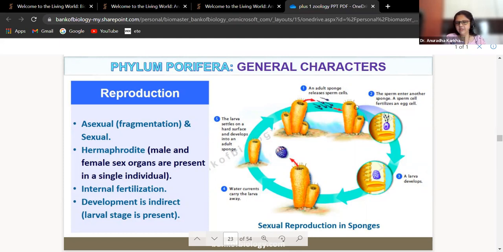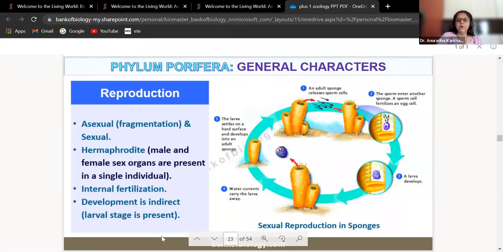Internal fertilization, development is indirect. What do you mean by this word indirect? The meaning of the word indirect is that there are going to be several different larval stages in between. So one larval stage will look different from another larval stage.